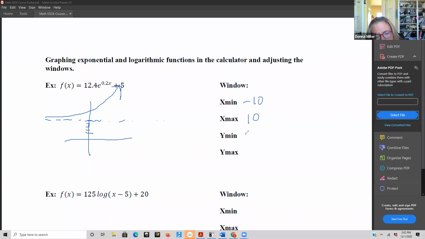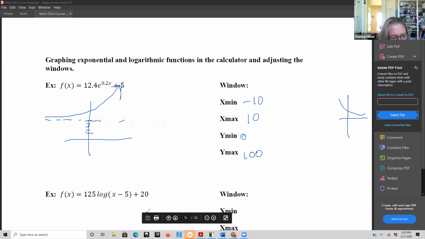So I did -10 to 10 and I did 0 to 100. All right. The point being exponentials go up fast, so you might have to mess with your window. Now, all log graphs and all exponentials kind of look like that. If they have a negative exponent, they're going to go down, but they just kind of have that shape to them.